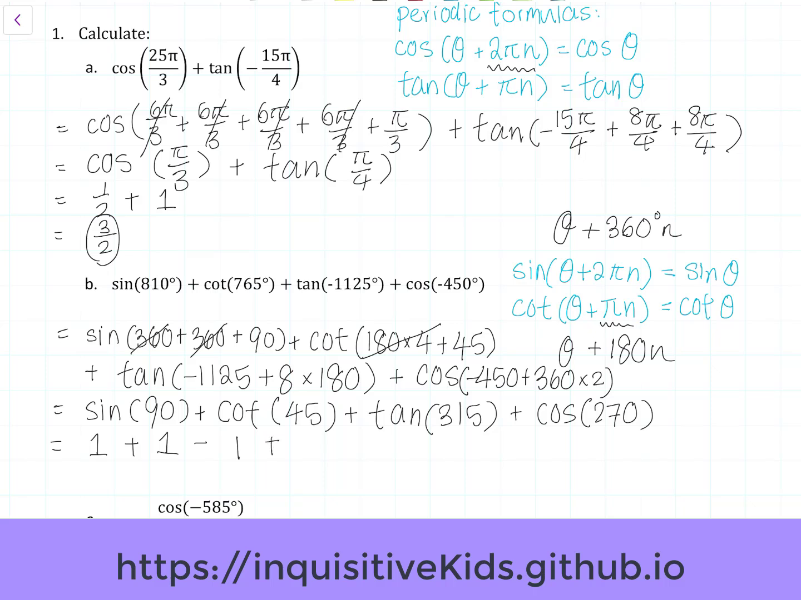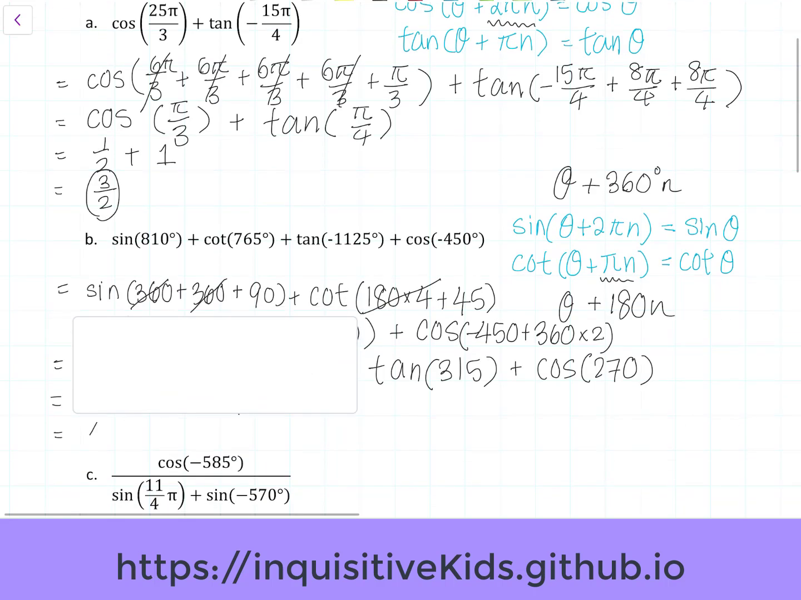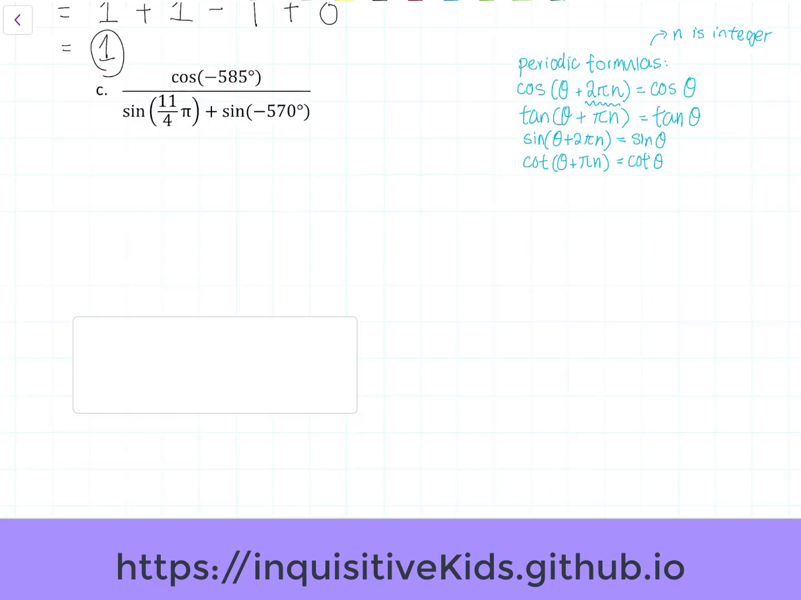And the cosine at 270 degrees is 0. Therefore, our end answer is 1. Now here is C and D. We're still going to be using the periodic formulas.